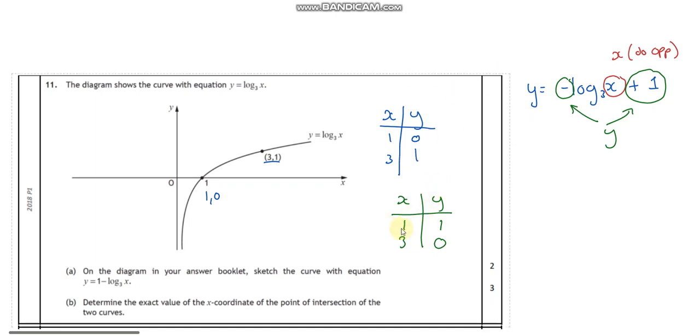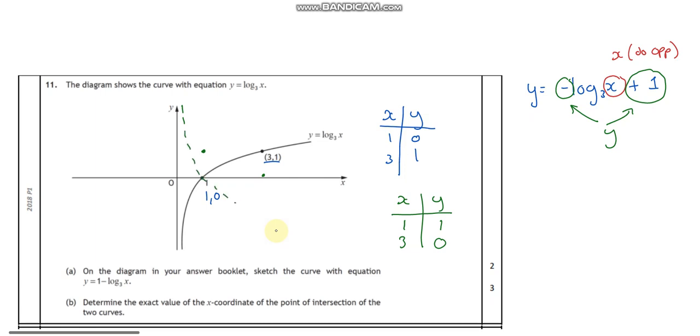So how's that going to look? Let's see. So x is 1 and y is 1. That's going to come up to here. And the other one, x is 3 and y is 0. That's going to be over there. Now we should know, but again, it doesn't really matter, this graph here would be the negative log graph, yeah?